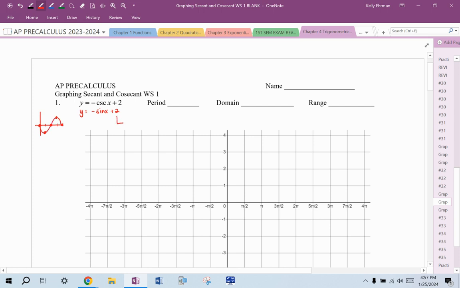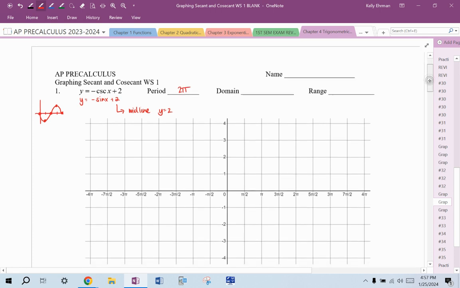Now the midline, instead of being the x-axis, is going to be y equals 2 because this graph gets shifted up 2 units. The period is 2 pi divided by 1, so 2 pi. Domain and range, let's do that after we get the graph.